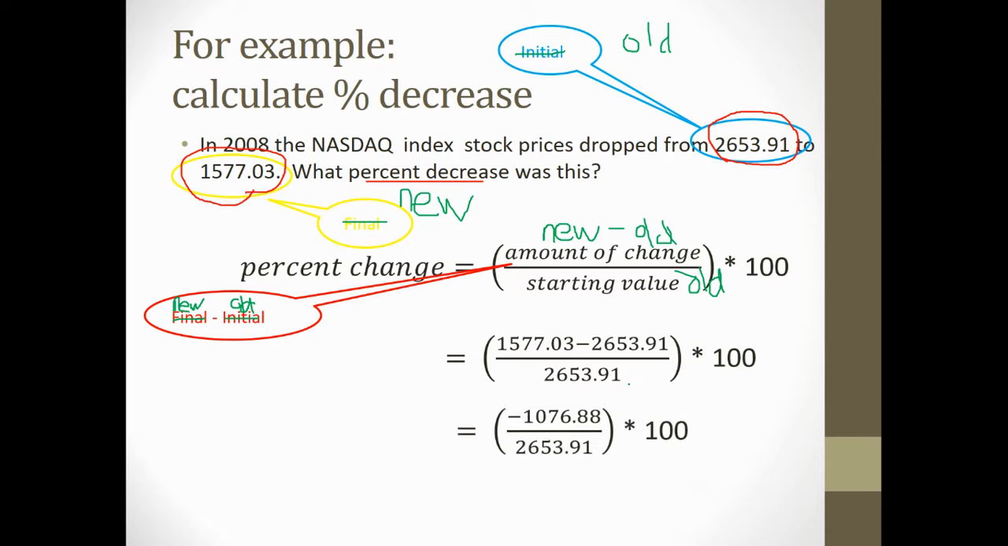Okay, so when I subtract 1577 minus the 2653, I get negative 1076.88. Divide and multiply. The percent change is 40.6%. The negative just means that it's a decrease. So what percent decrease was this? The percent decrease is going to be 40.6. We dropped the negative sign. The negative just tells me that I was decreasing. If it was positive, I'd be increasing. And look at that, I wrote it there. The stock prices decreased by 40.6%.